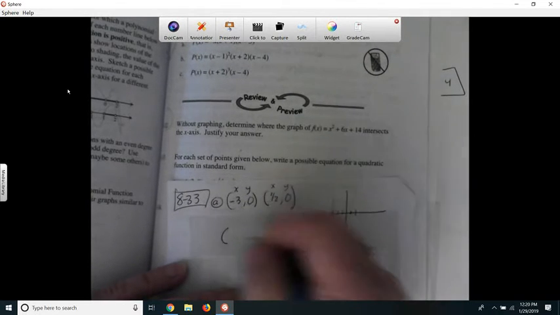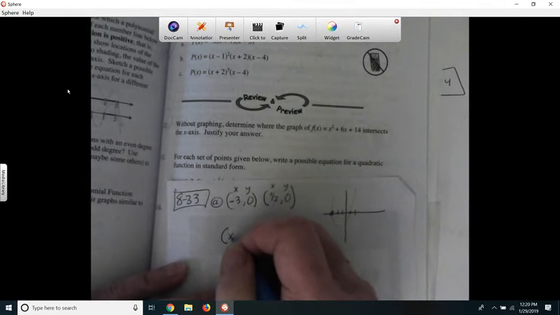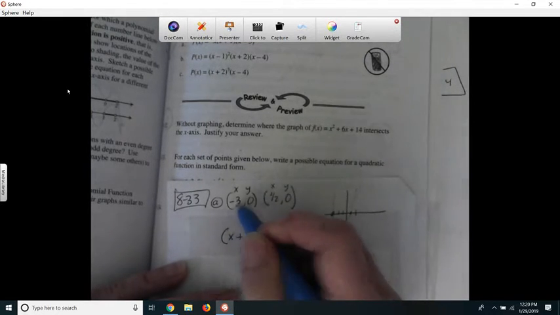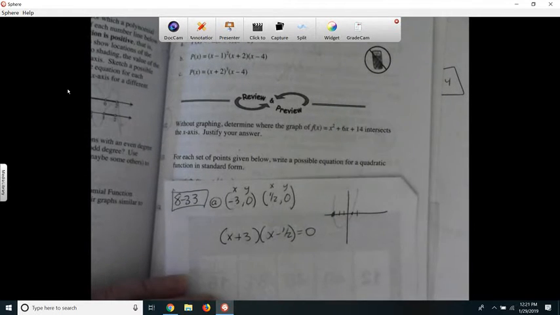I can go x plus 3 times x minus 1/2. Why can I do that? Because if I go backwards and use the zero product property, x plus 3 equals 0, so negative 3 must be one of my intercepts. And same with this one. Now I can just FOIL these out and be done.